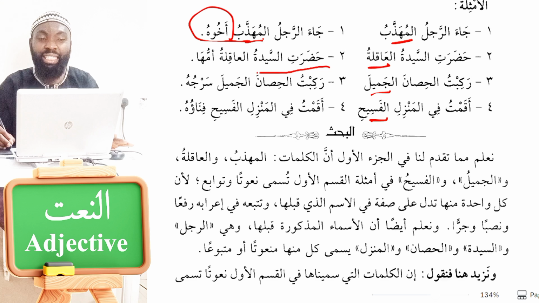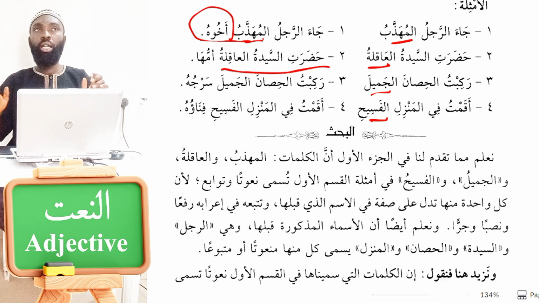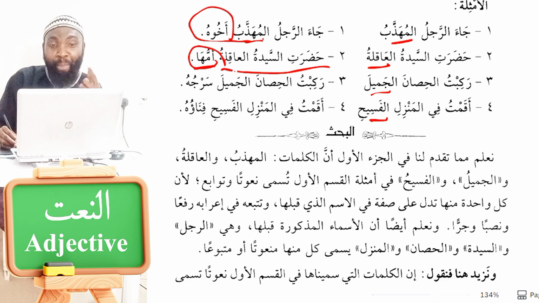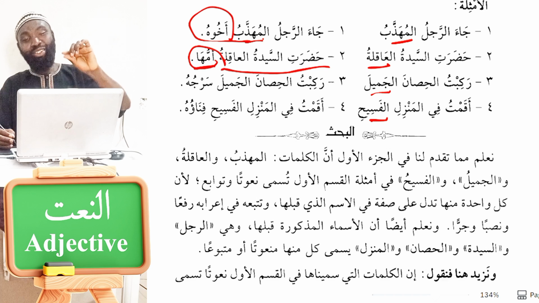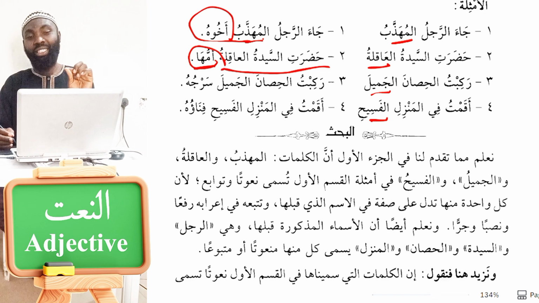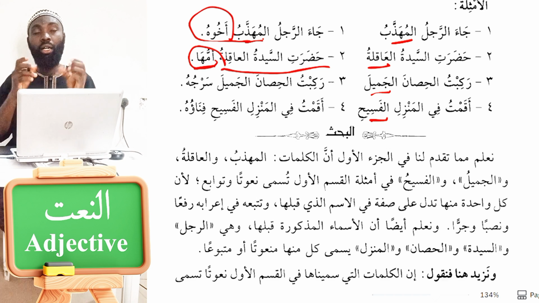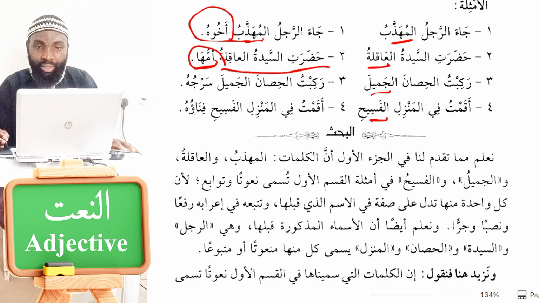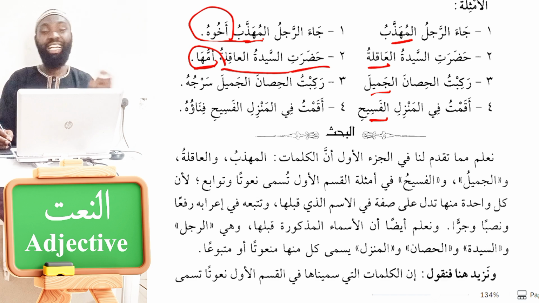Number 2, we have hadarati sayyidatul aqilatu. The same sentence. The sensible lady was present or came. So al-aqilatu here, ummuha, her mother. So can you see? This shows that al-aqilatu is not qualifying as-sayyida, rather it is describing and qualifying ummuha, her mother. So hadarati sayyidatul aqilatu ummuha. The sensible mother of the Sayyida came. Or we can simply translate it to be: the Sayyida whose mother is sensible came.